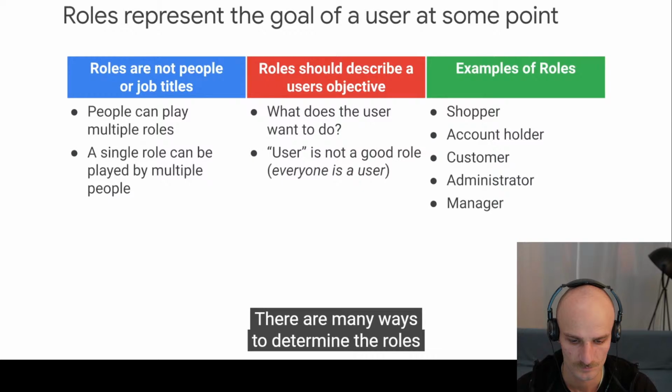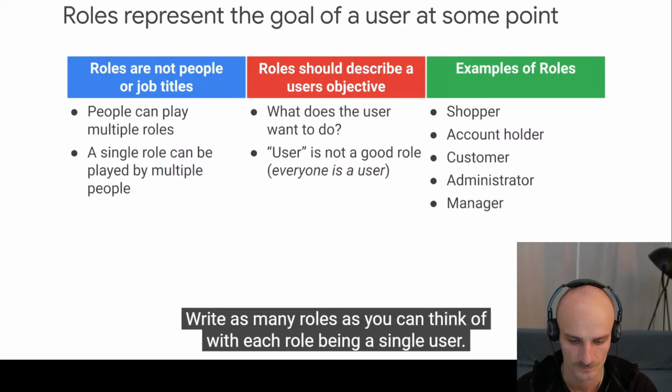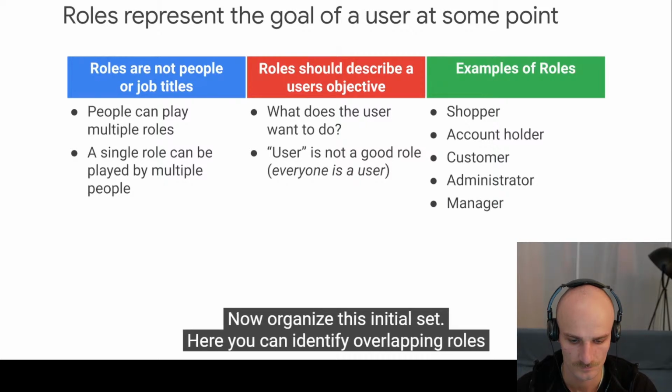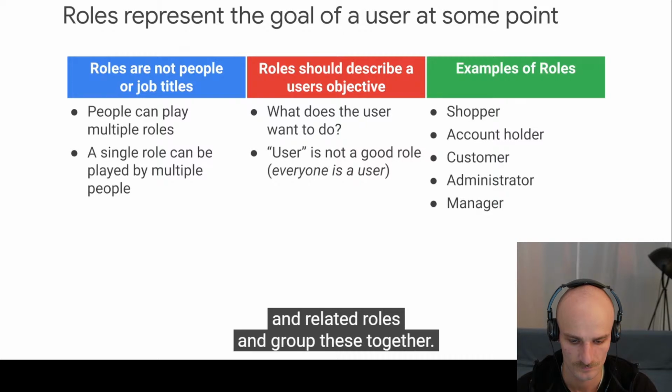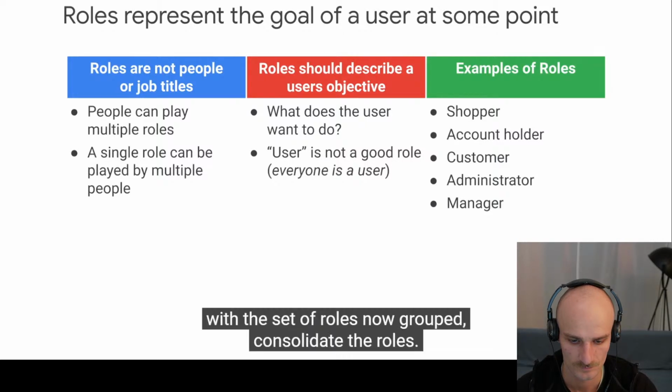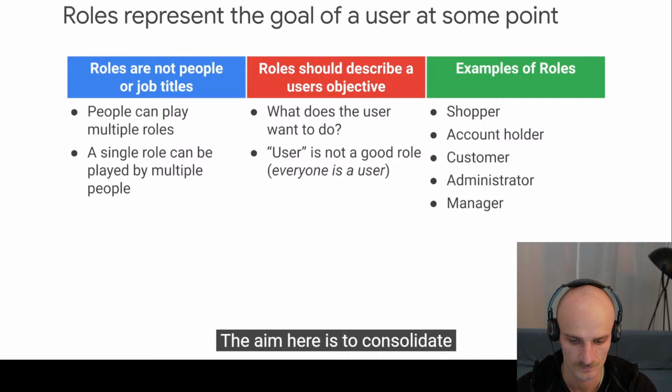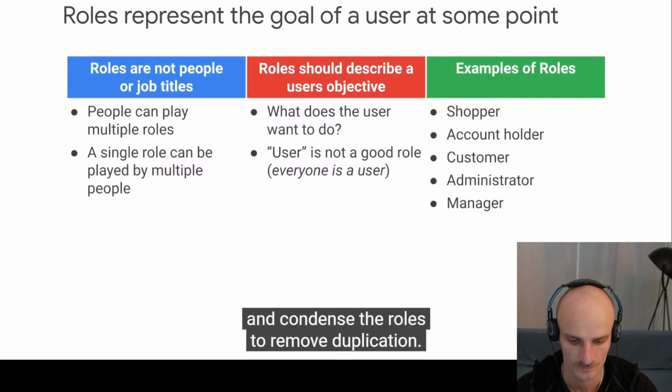There are many ways to determine the roles for the requirement you're working on. One process that works particularly well is, first, brainstorm an initial set of roles. Write as many roles as you can think of, with each role being a single user. Now, organize this initial set. Here you can identify overlapping roles and related roles and group these together. With the set of roles now grouped, consolidate the roles. The aim here is to consolidate and condense the roles to remove duplication.